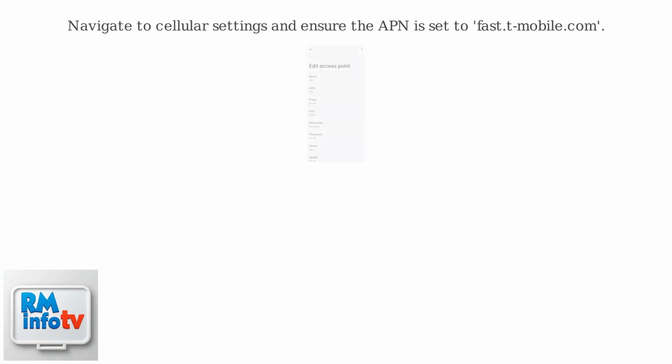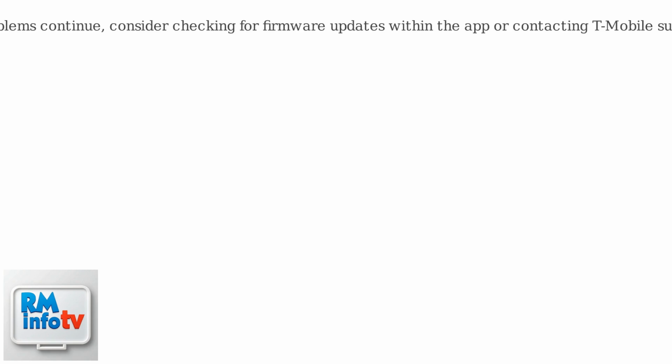Navigate to Cellular Settings and ensure the APN is set to fasttmobile.com. Save any changes, restart your gateway, and check if the error is resolved. If problems continue, consider checking for firmware updates within the app or contacting T-Mobile support.